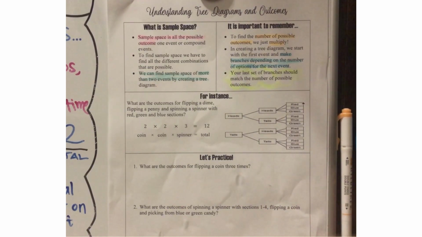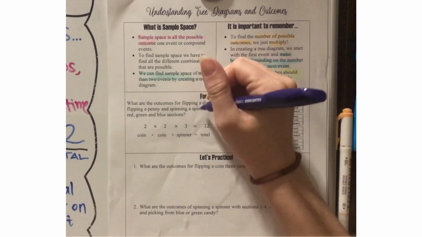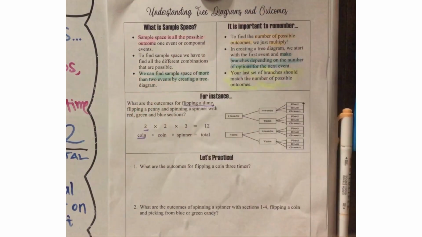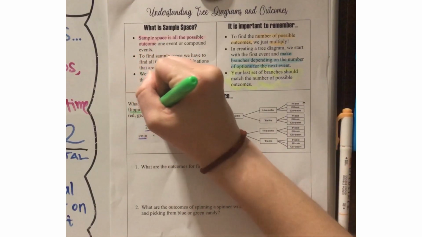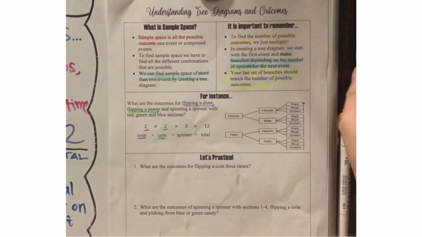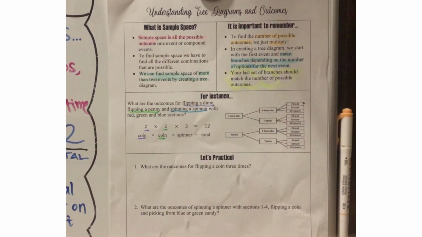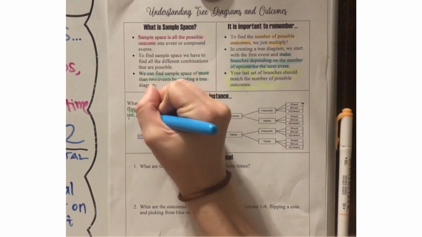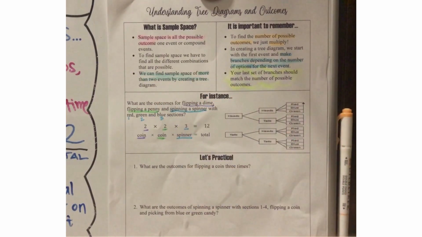Okay, so the first thing we needed to do was understand what events are happening. So when we read our word problem, we can see we are flipping a dime, flipping a penny, and spinning a spinner. Now it doesn't say how many sections the spinner has, but it says it has red, green, and blue sections, which means we have 3 options on our spinner.